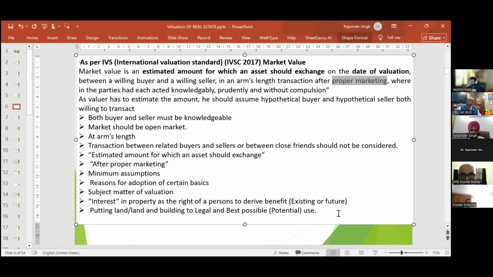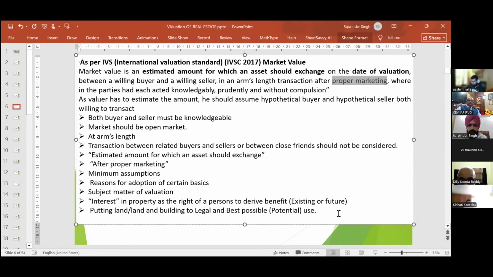That is, knowledgeably and prudently and without compulsion. Means it should not be that I need immediate money because of certain compulsion. I need money all of a sudden and I am ready to sell within a week. Or someone has placed a gun over my head that sell this property. That should not be the conditions. So all these things should be there.